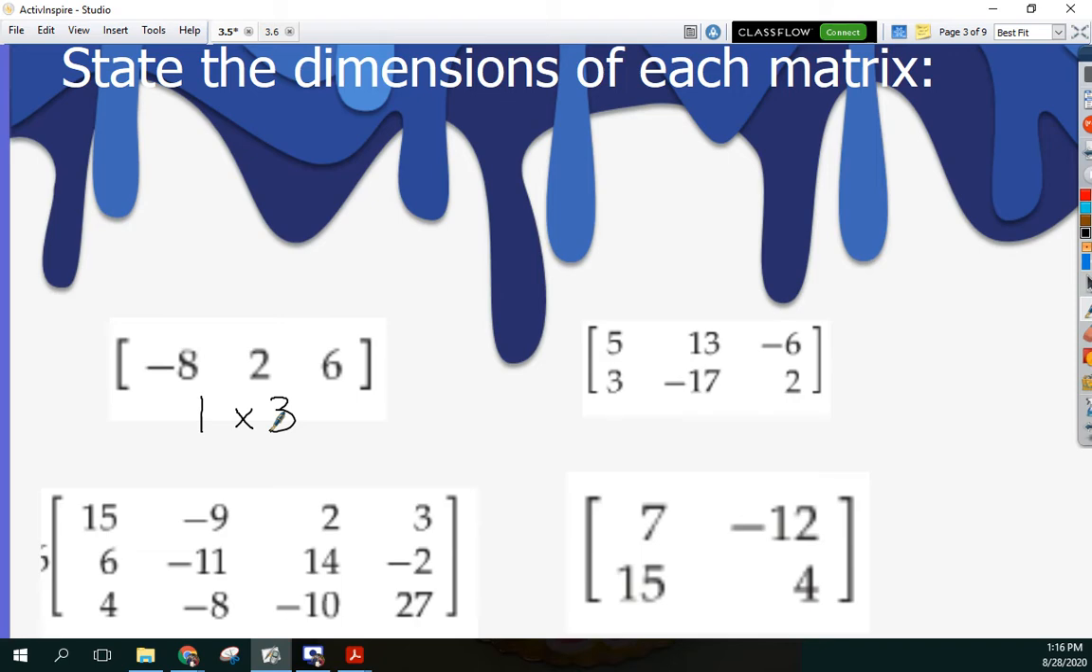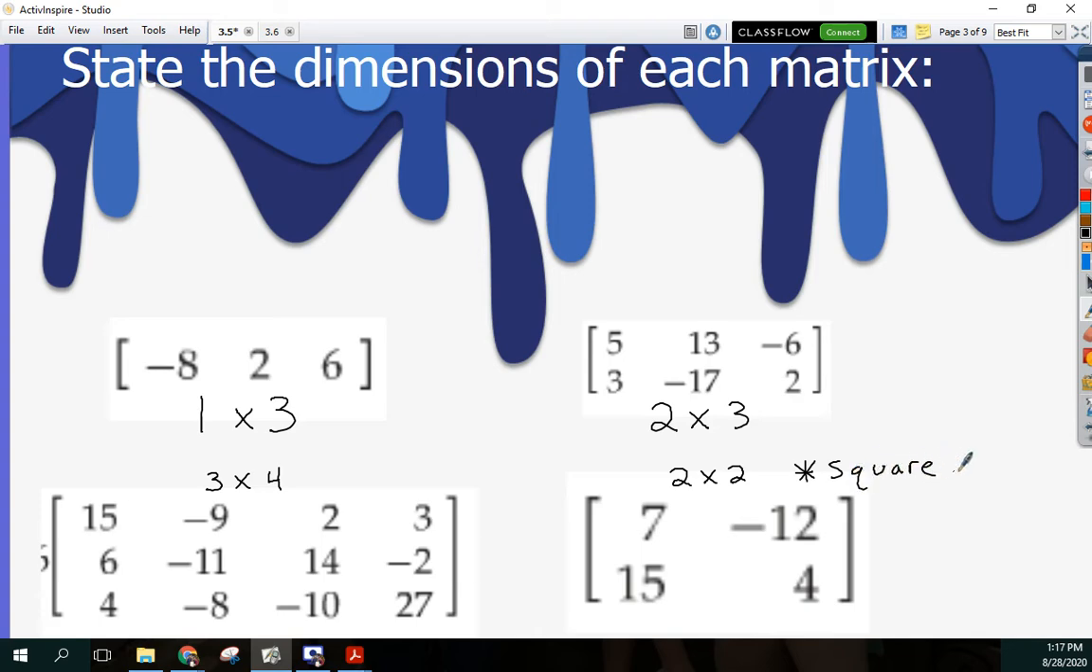Then in our next example, this time we have 2 rows, but we still have 3 columns. So this would be a 2 by 3 matrix. Coming to our next one, it's a little bit bigger. It's actually 3 rows by 4 columns, so this would be a 3 by 4. And then lastly, notice on this last one, we have 2 rows and 2 columns. This is a special matrix because its number of rows is equal to its number of columns, which means that it is a square matrix. Square matrices are nice because they have some special properties. However, we can deal with matrices of any shape or size.